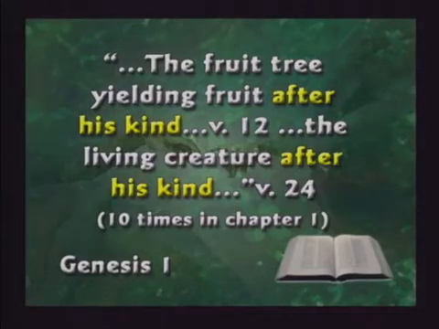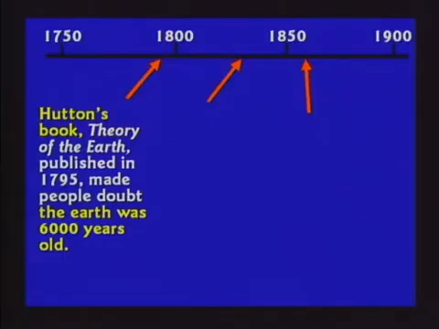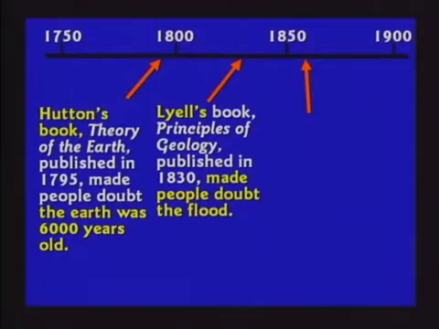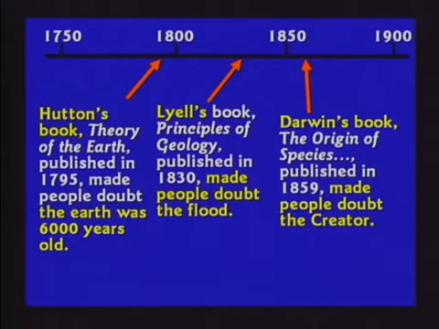Here's what happened, though. James Hutton wrote a book, and people began to doubt the earth was 6,000 years old. Then along came Charlie Lyell, and he wrote a book, and people began to doubt the flood formed the layers. Then along came Charlie Darwin, and people began to doubt the Creator. And by the mid-1800s, the world was in kind of a problem because they didn't think God did it, but they didn't know how it got here.